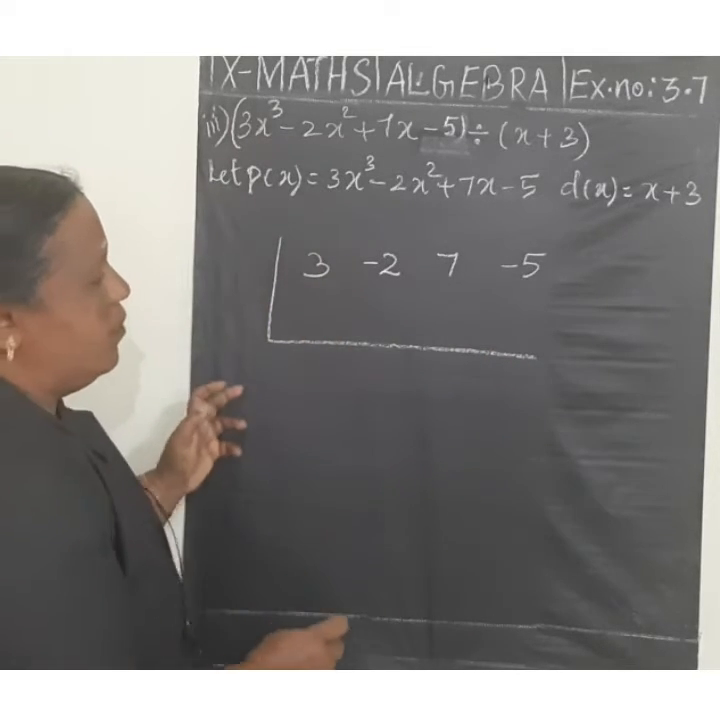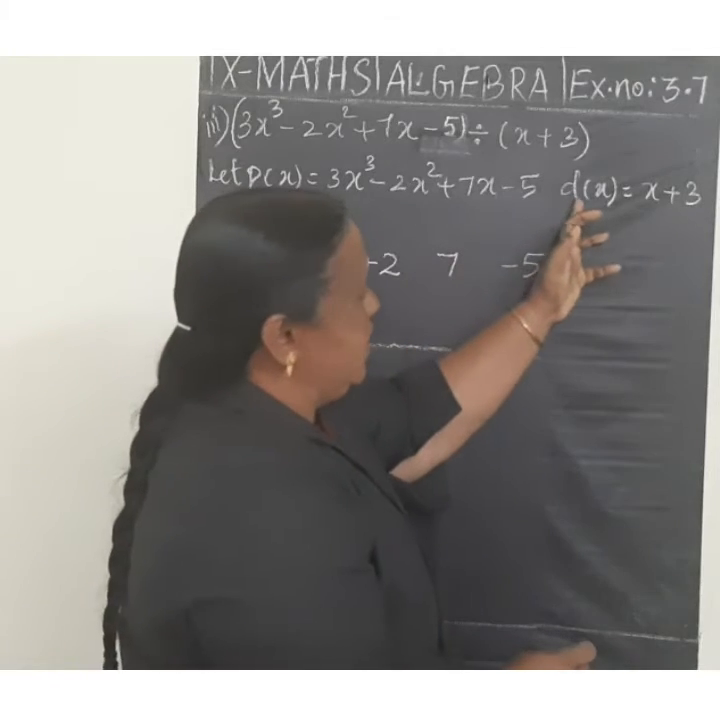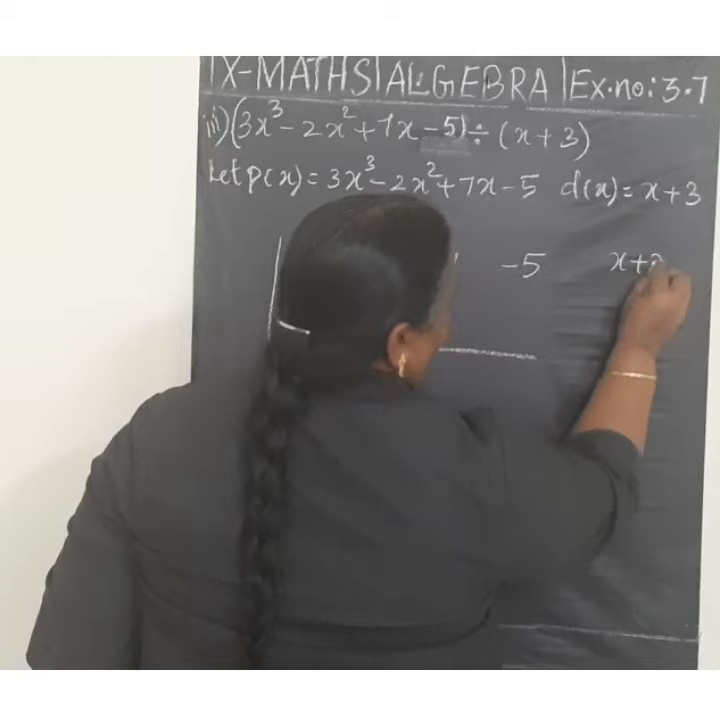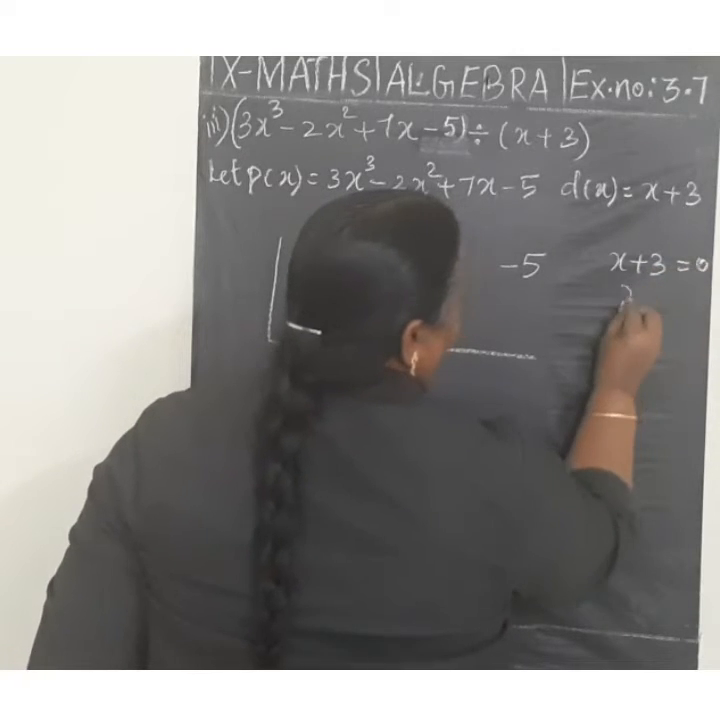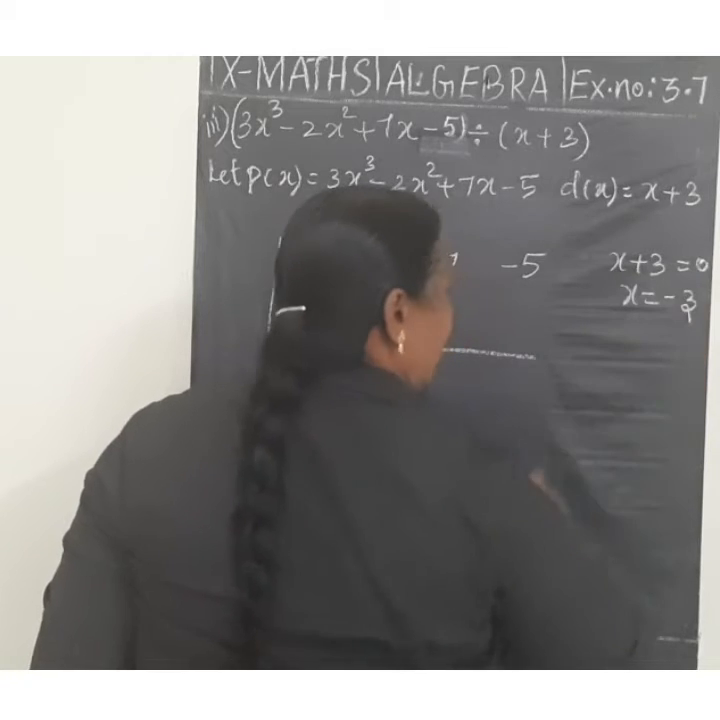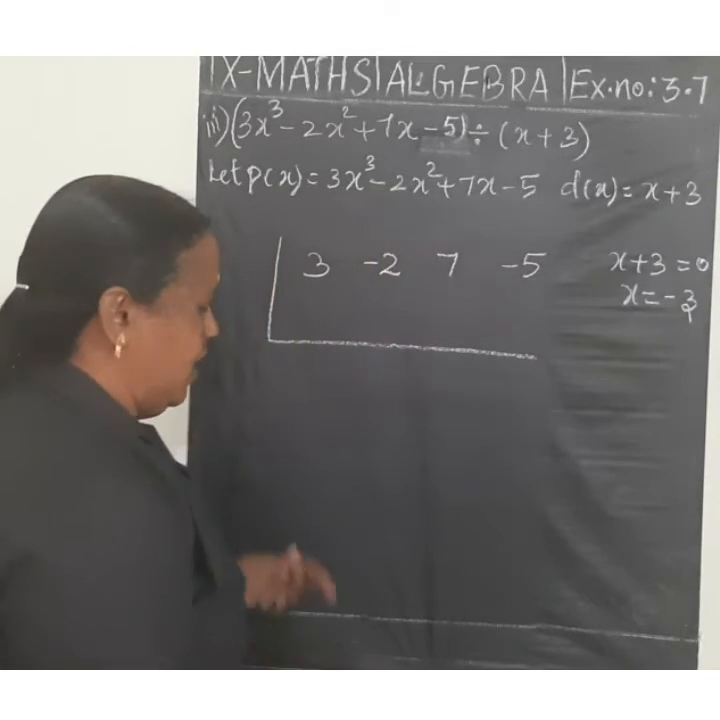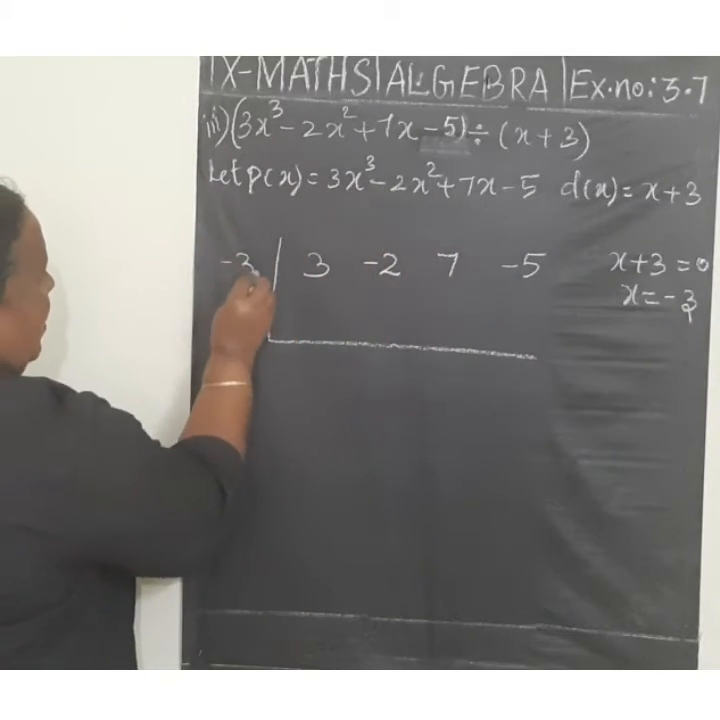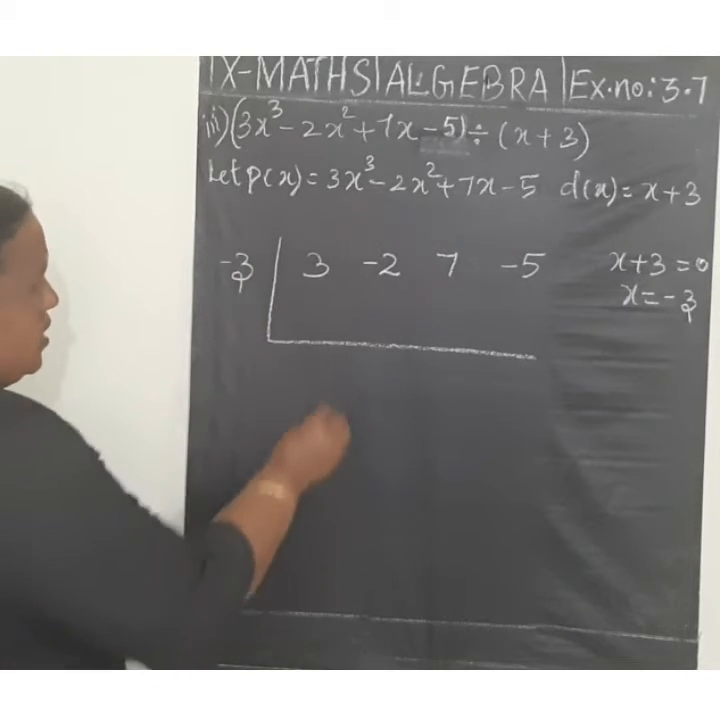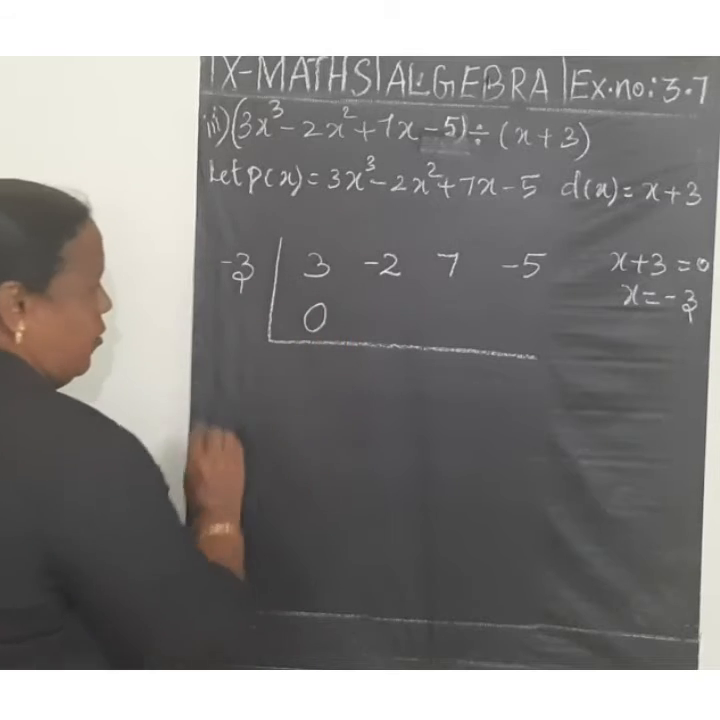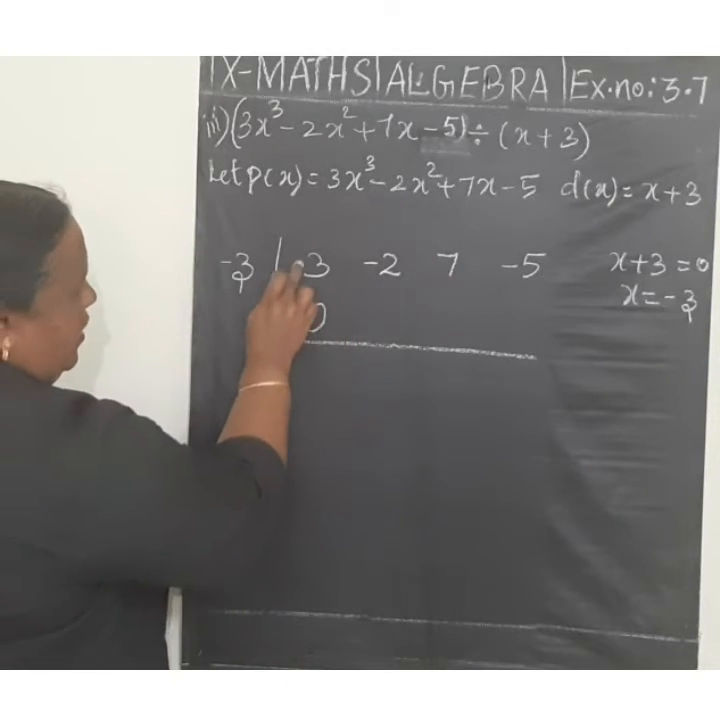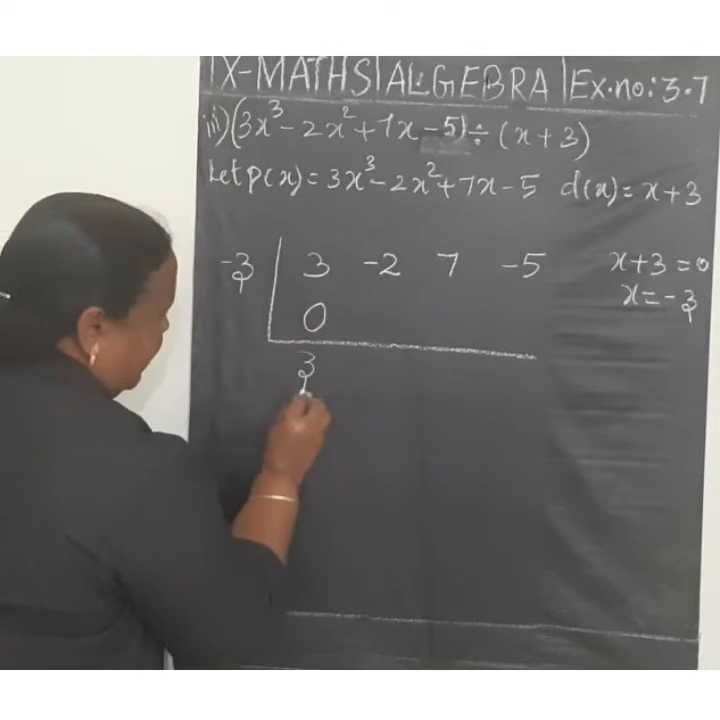Next we have to equate this divisor to 0. So x plus 3 is equal to 0. So x is equal to minus 3. When you bring this 3 to this side, it becomes minus 3. So that minus 3 we write here. Then in the first column we put 0. Then we add 3 plus 0, which is 3.